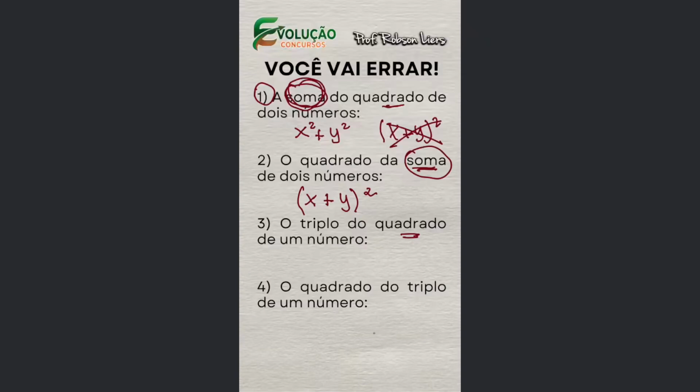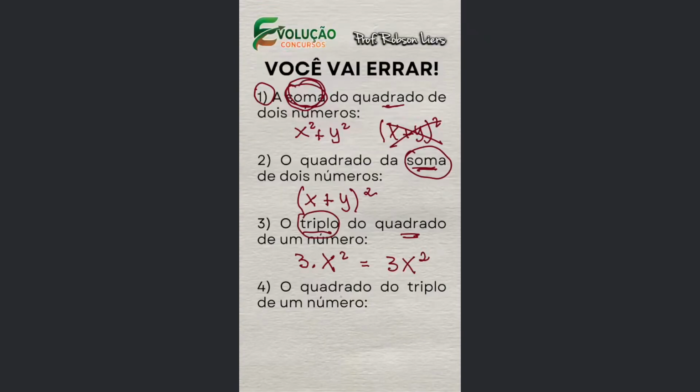Wow, you can't think that these two are the same, number 3 and number 4, but they're totally different. Look, the triple of the square of a number. What is triple? 3 times. So, 3 times the square of a number that I'm going to represent by x. 3 times x squared, which is 3 x squared, okay? It asks for the triple of the square. So you're going to multiply by 3 times x squared.